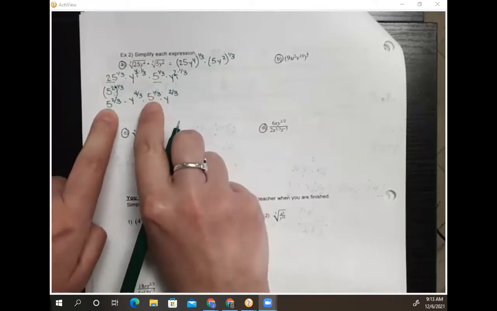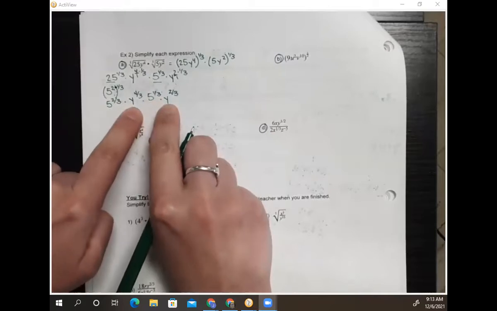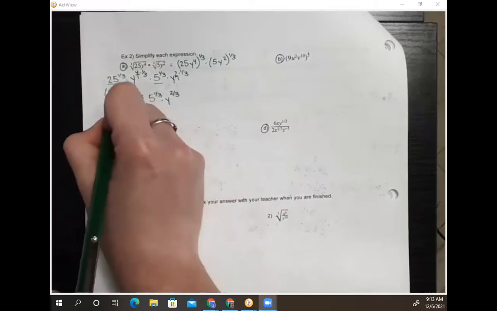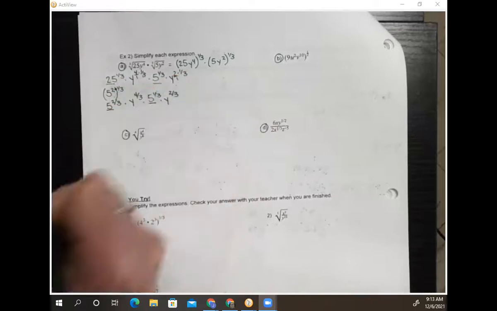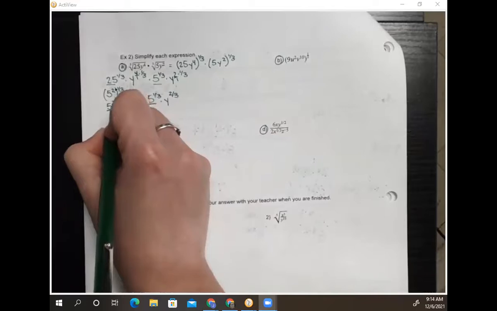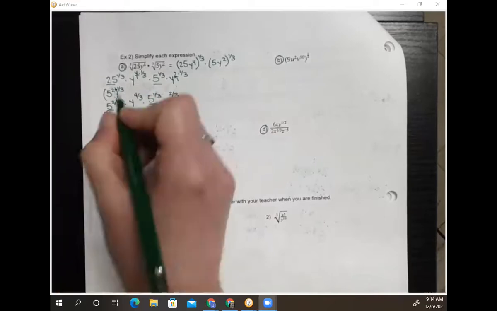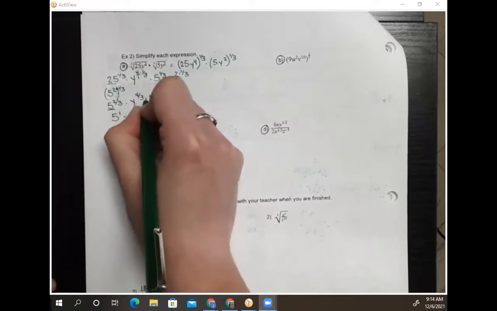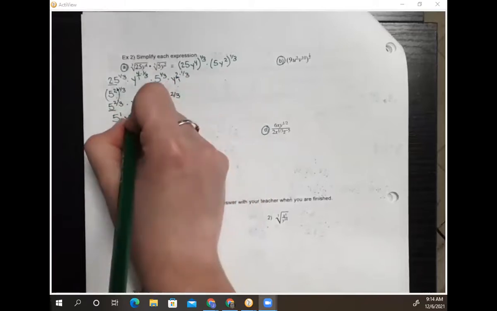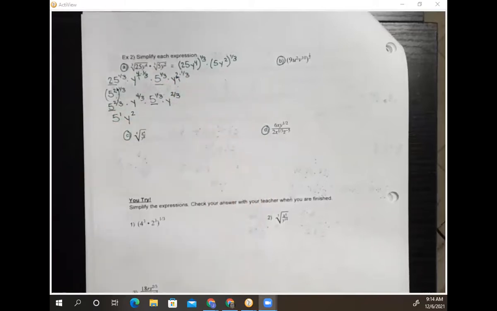Now, I've got terms that have a base of 5, and I have terms that have a base of y. So I'm going to combine those like terms. So the things that have a base of 5, I'm going to add their exponents: 2/3 plus 1/3 is 1. So this would be 5 to the first. And then for my y's, I've got 4/3 plus 2/3. These already have a common denominator, so I'm just going to add the 4 and 2. That gives me 6/3. 6/3 is just 2. So I get 5y squared there.